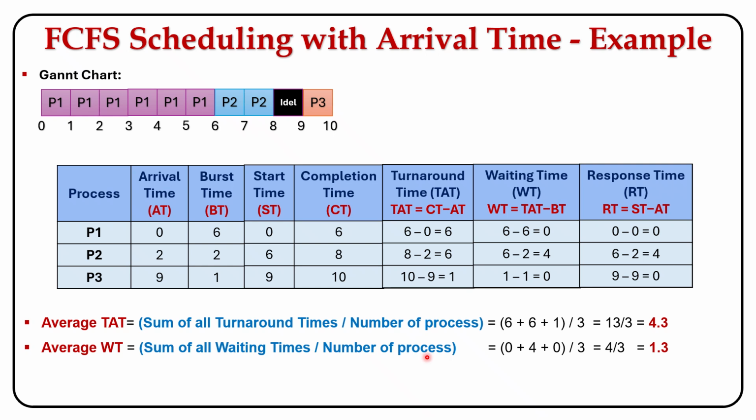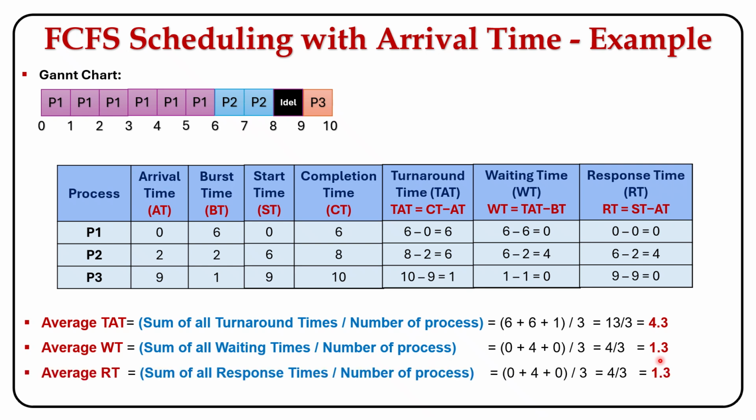Next, we can calculate the average waiting time using the formula sum of all waiting times divided by number of processes. We know the waiting time for the process P1, that is 0, for process P2 is 4 and for process P3 is 0. So by substituting in the formula, we get 0 plus 4 plus 0 divided by 3 is equal to 1.3.